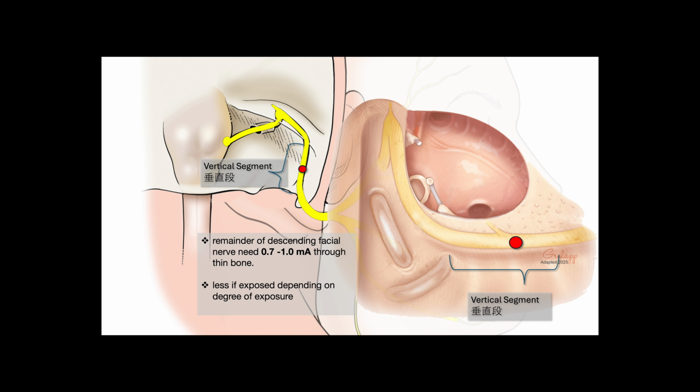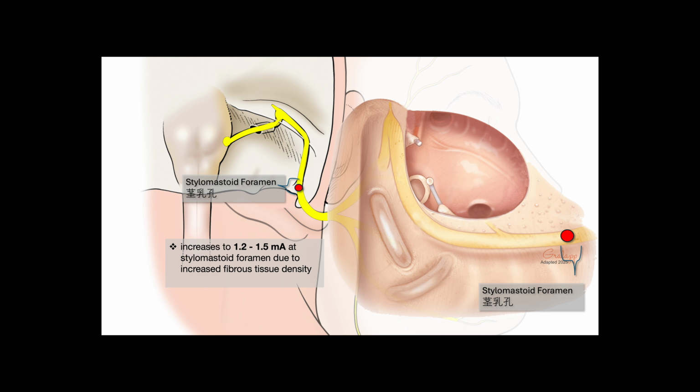Vertical segment. The descending or vertical segment generally requires 0.7 to 1.0 milliamps through thin bone. If the bony canal is partially opened, less current may suffice. This portion balances electrical responsiveness with structural protection, a region of great importance in mastoid and skull-base surgery.